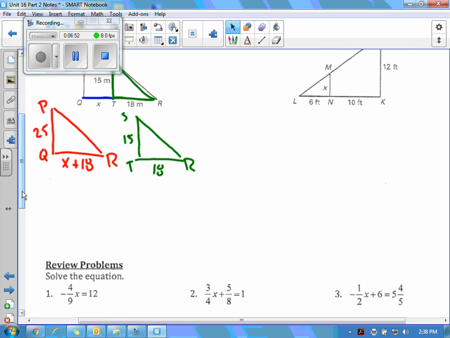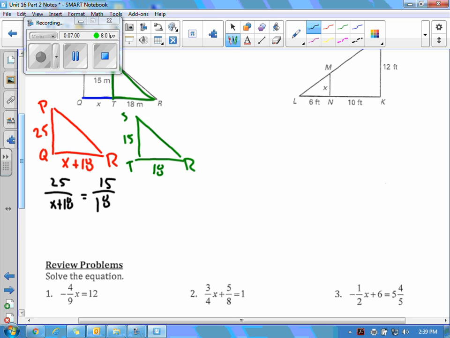So I can go 25 over x plus 18 equals 15 over 18. So that was the height of the big one over the base of the big one, and then the height of the small one over the base of the small one. I can do it that way. There's multiple ways that you can write this out. The big thing is you want these diagonal from each other.